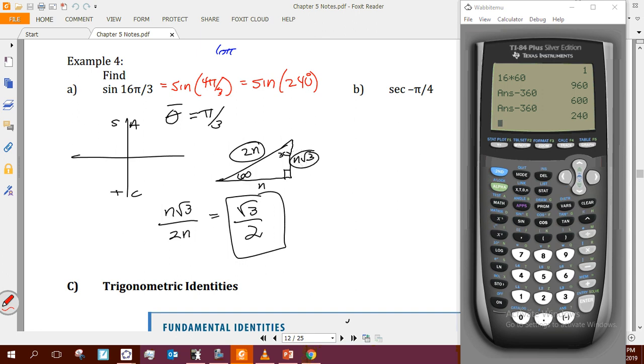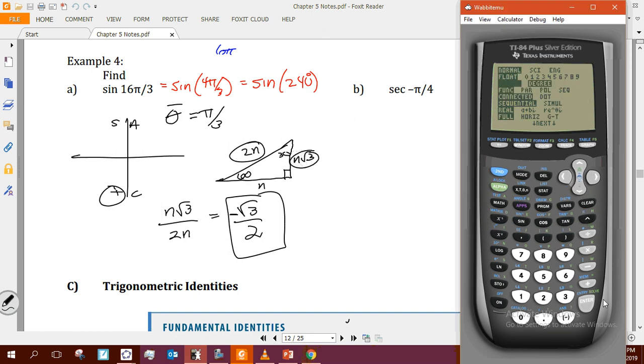It's like 0.866, something like that. But because I know it terminates in the third quadrant, and tangent is the only thing positive in the third quadrant, this should be a negative radical 3 over 2. So to check this, I'm going to go to mode, go down to radian, and hit sine of 16 pi over 3, hit enter, gives me that number right there.